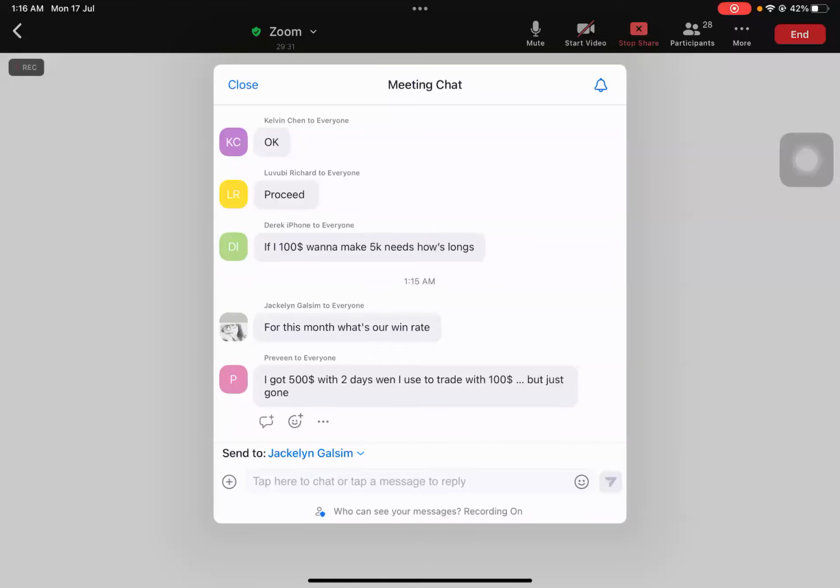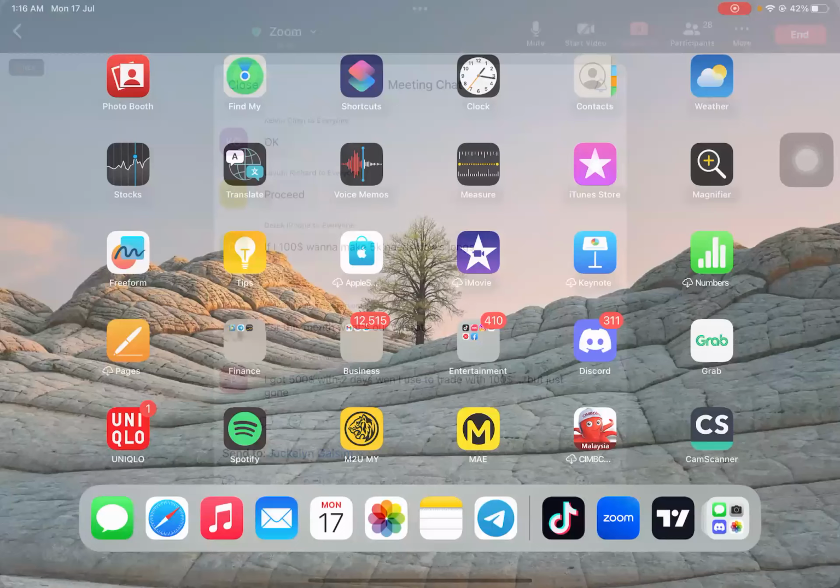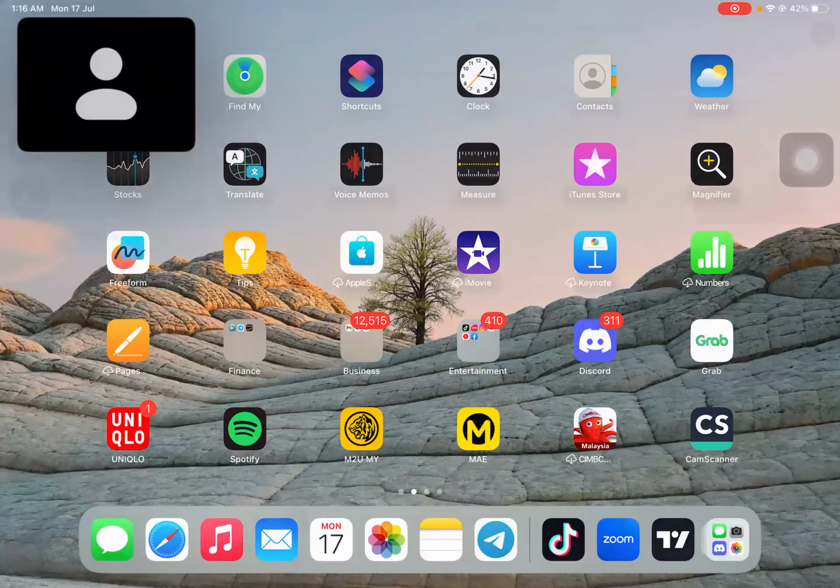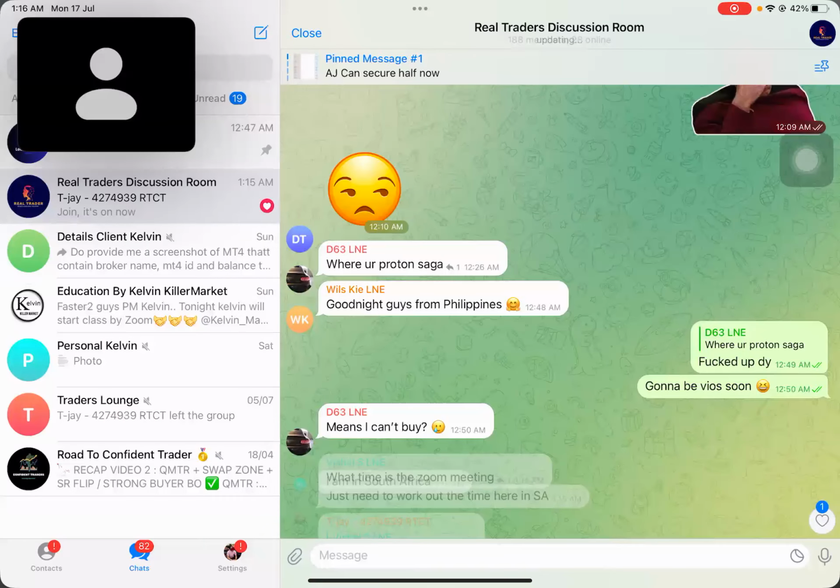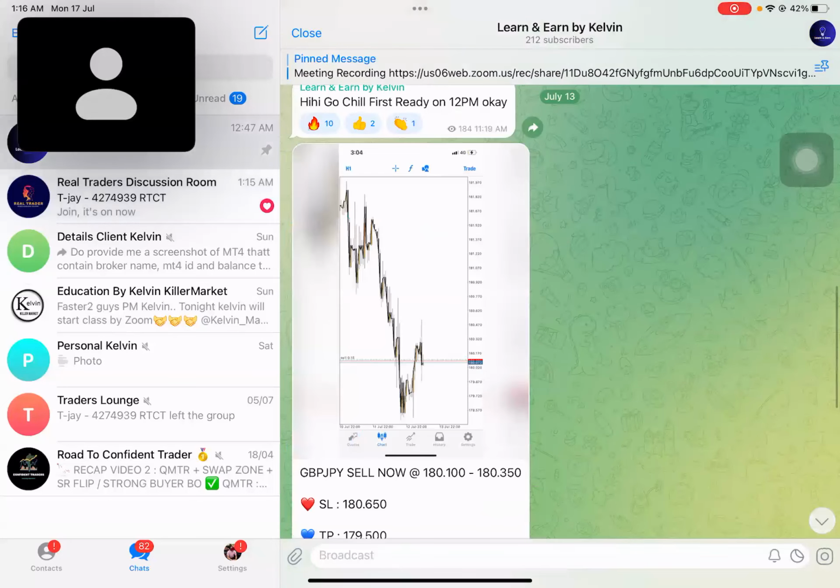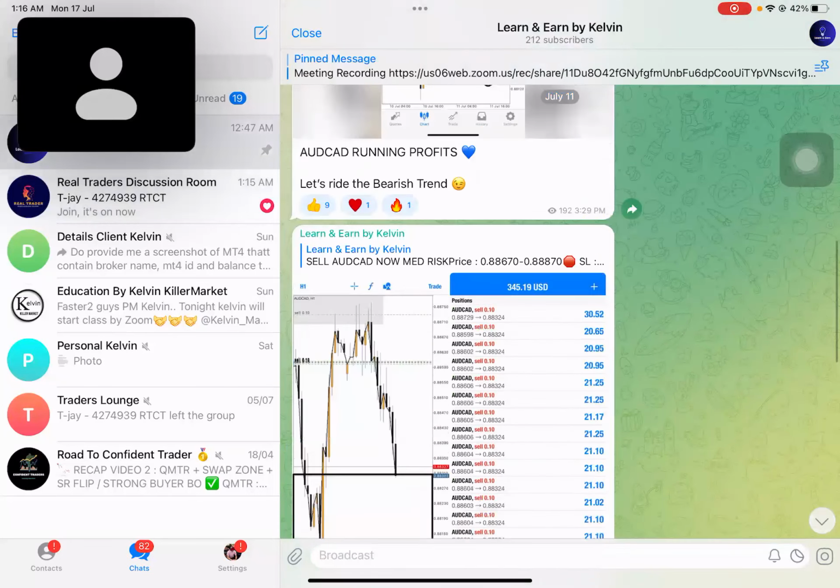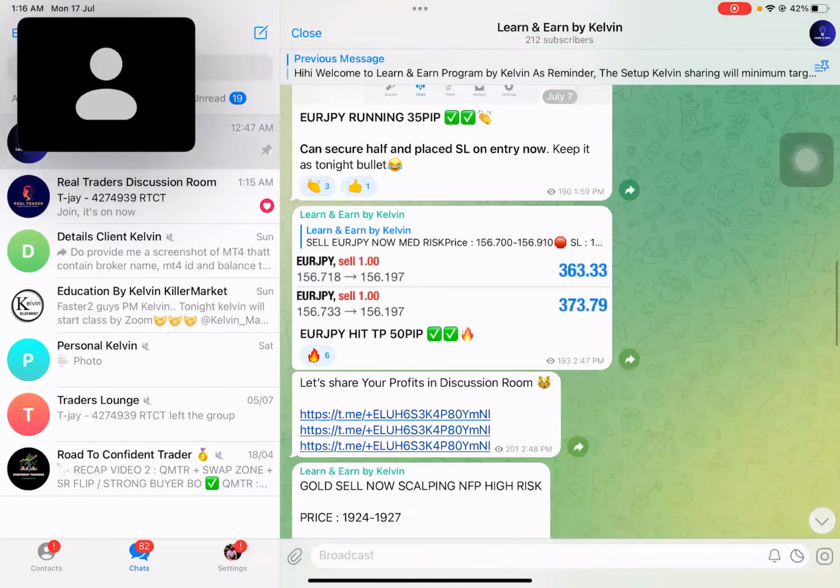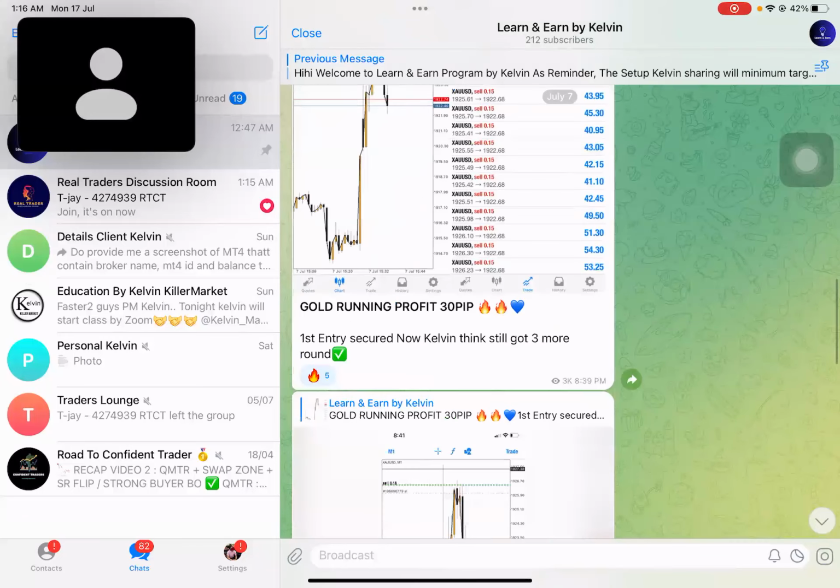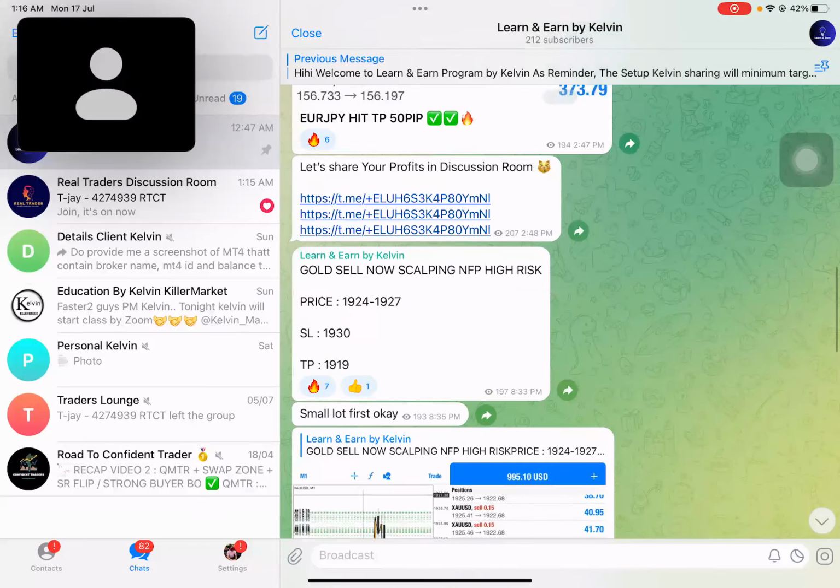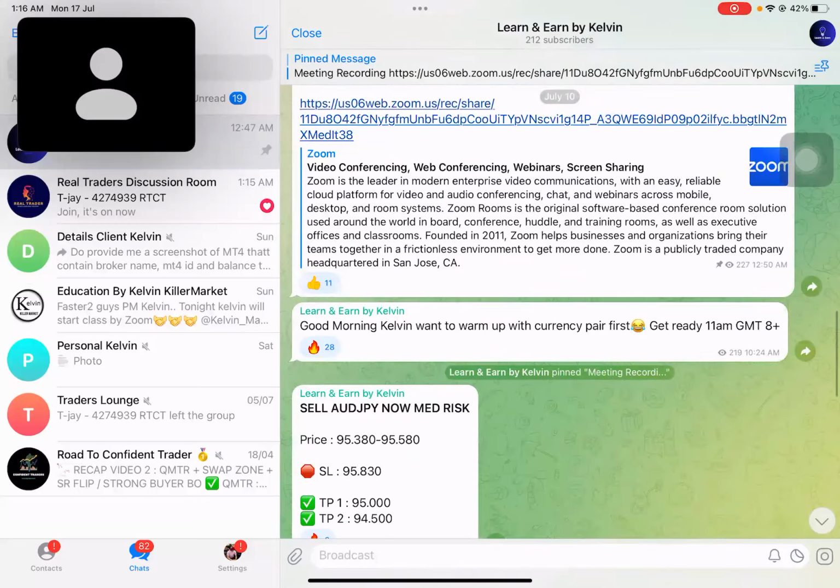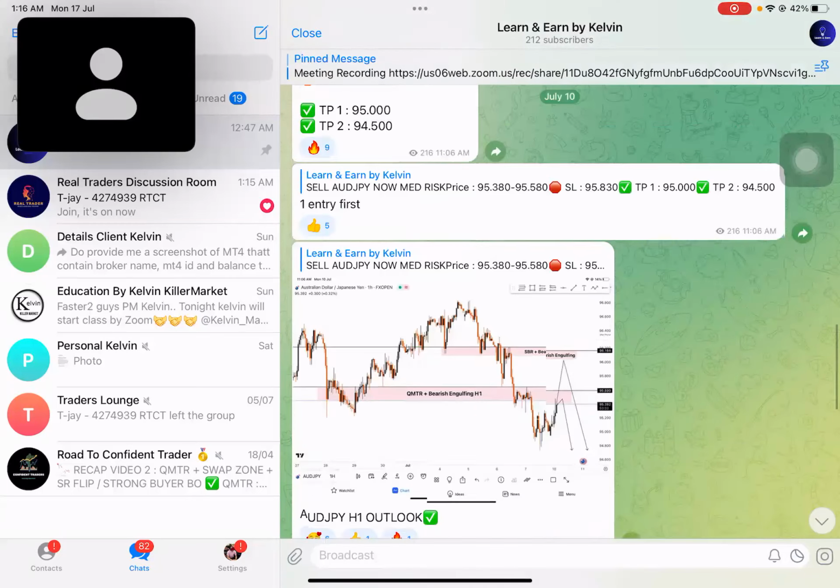Okay, let's go to our backtest here. We have the first backtest, the one in the Learn and Earn. We're starting for this week. What day is it already? July 7 is the second week already. Okay, let's just start with this one, the first one.